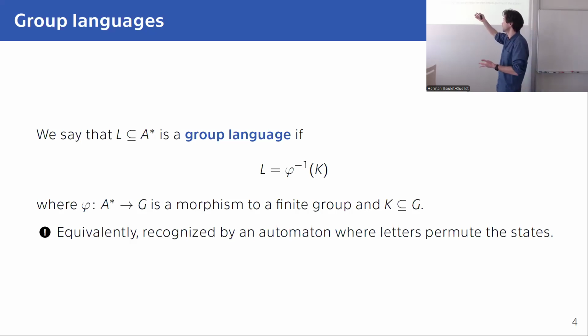That's what φ does. It translates a string into a product in our group, and then we take a pre-image of some subset of that finite group.